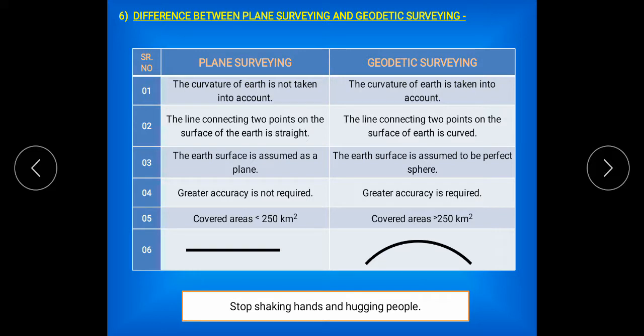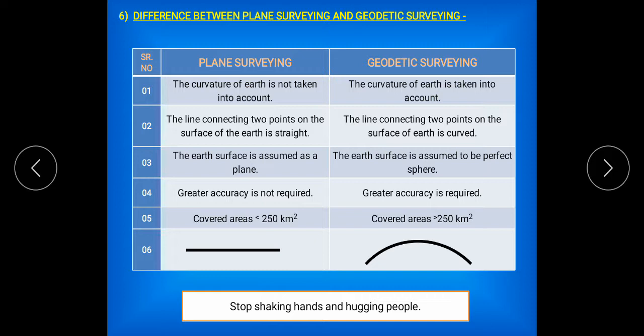The first difference between plane surveying and geodetic surveying is that the curvature of the earth is not taken into account. The actual shape of the earth is curved, but in plane surveying we do not consider the curvature of the earth. This is the first difference.